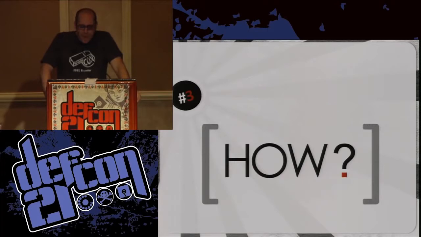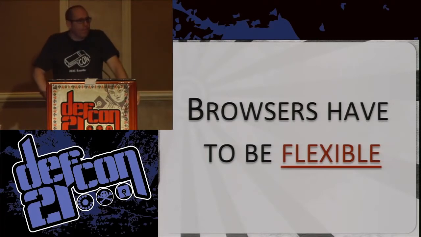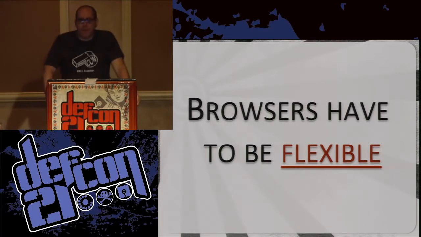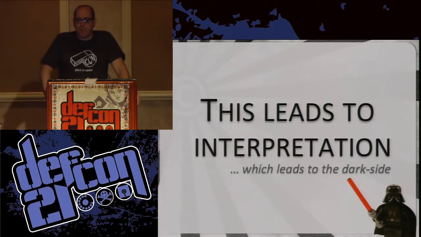So how are we going to work this in? So browsers have to be as flexible as possible. You get websites written by kiddies in Notepad, and you get professional websites written in HTML5 with web APIs and SOAP interfaces, and the browser has to be able to support it all. Okay, and this leads to a certain amount of flexibility on how things are understood, how things are supported, which obviously leads to the dark side.